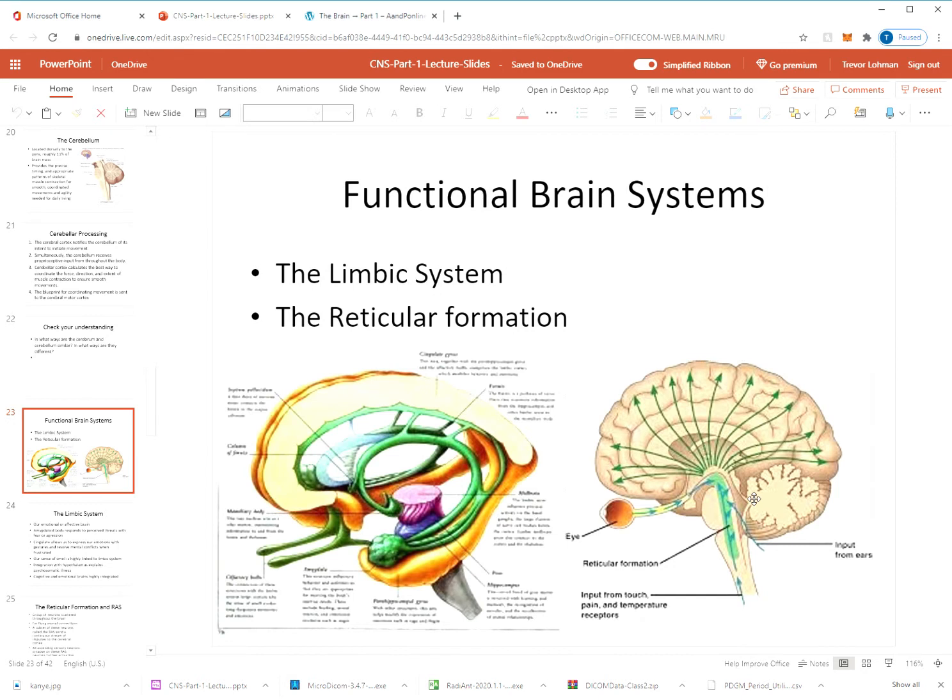Okay, there are functional systems within your brain. We're going to talk about two of them. The first is the limbic system. This is oftentimes called your affective or your emotional brain. So this is a part of your brain, if we were to put you in an fMRI and make you sad or make you angry, this is a part of the brain that would light up. It gets involved in emotional situations.